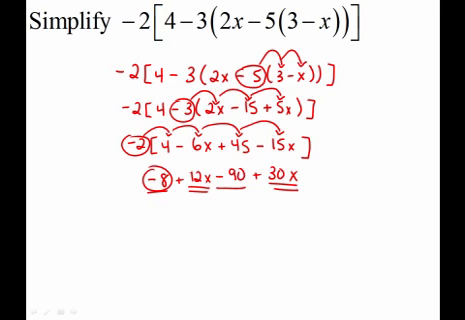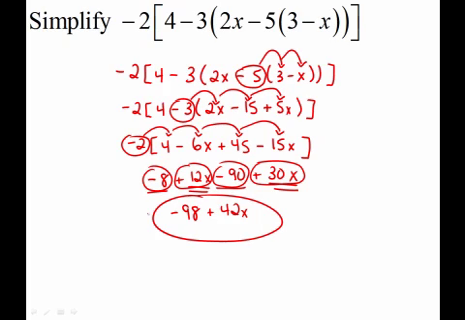Okay, and if it helps you, if you have trouble with the signs here, remember the sign goes with the term behind it. So if you circle the terms, then when you put them together, it'll help you to make sure you keep the sign straight. So negative 8 and negative 90 become negative 98, and plus 12 plus 30 become plus 42x. And there's your final answer. And that's it.